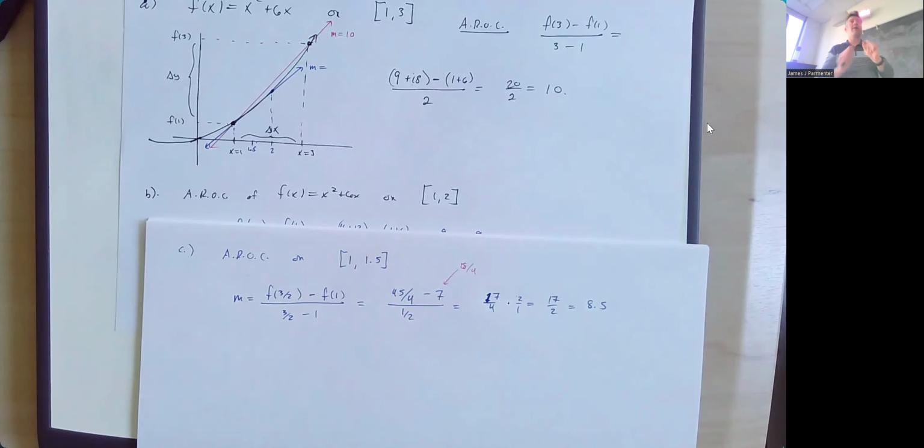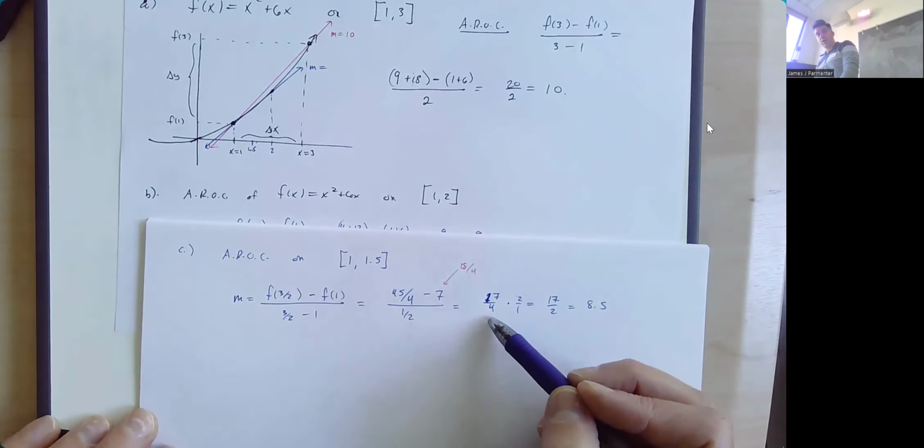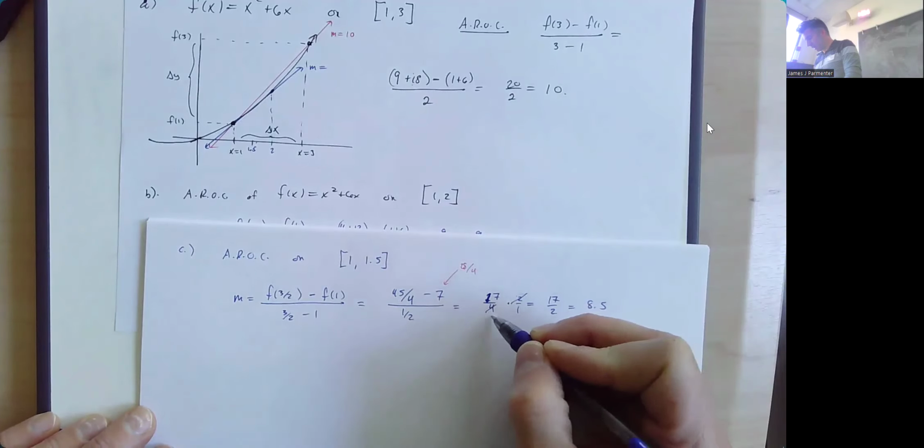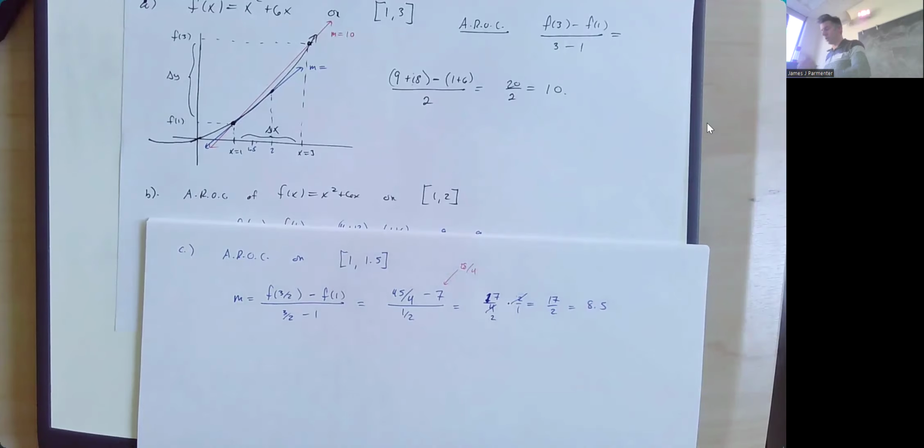Yeah. 17 times 2 is 34. Yes, but it's 17 divided by 2. Oh. Right. So it's 17 over 4 times 2 over 1, and the 2 and the 4 cancel and leave me with a 2 in the bottom. Yeah, but good question.